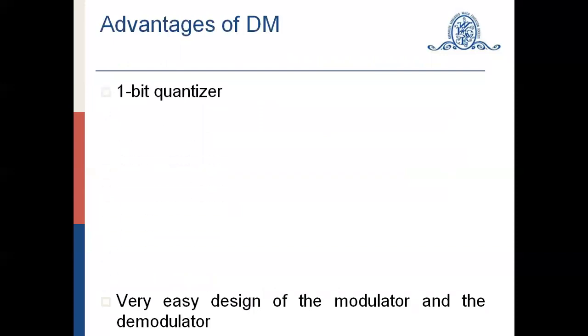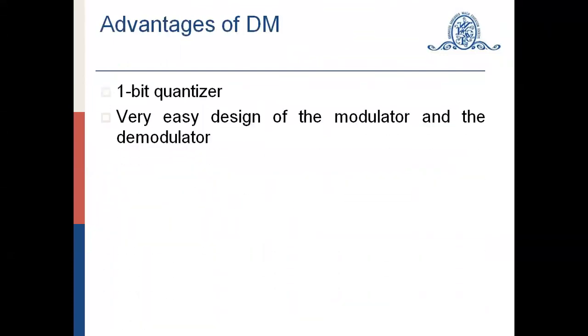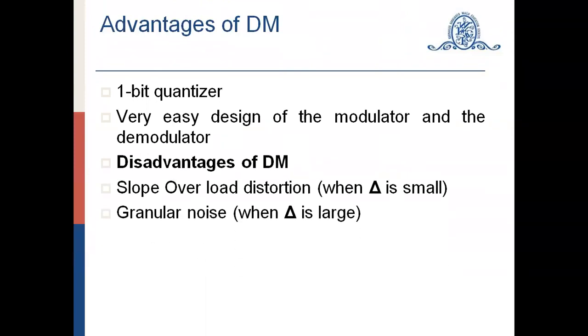So let us see some advantages and disadvantages of delta modulation. The advantage is that it is a 1-bit quantizer, so it is very easy to design. The disadvantages are, obviously, that it includes two distortions: slope overload distortion as well as granular noise.